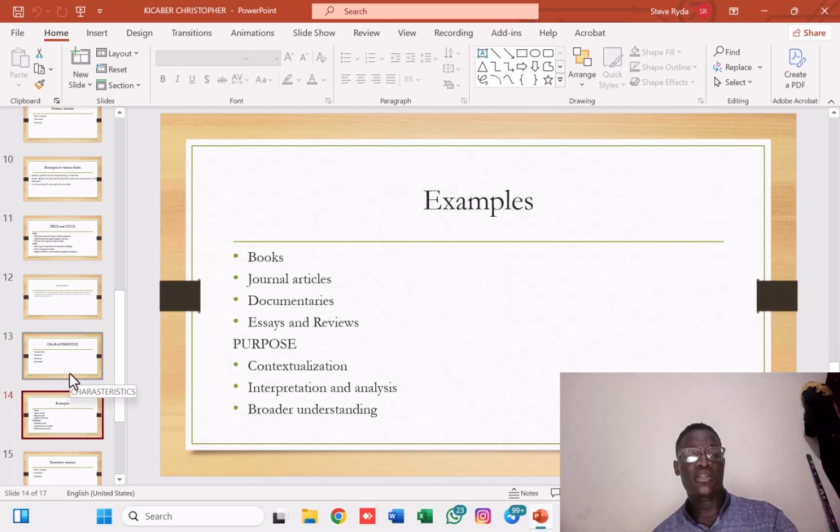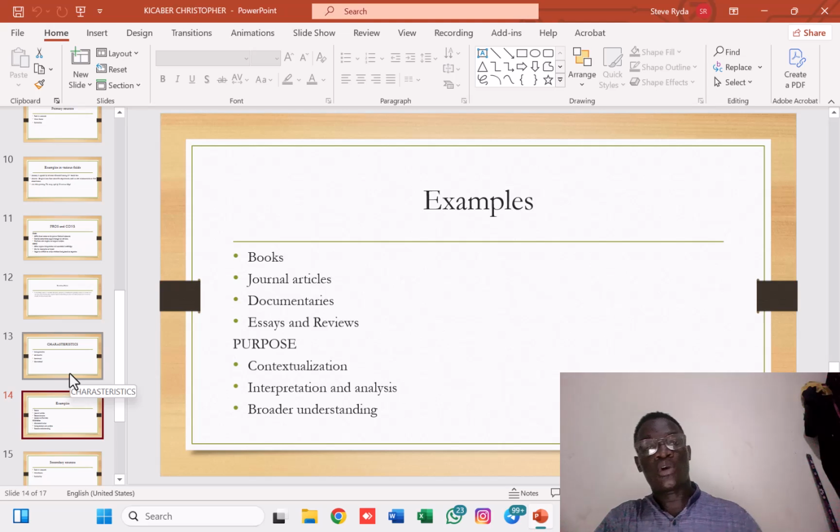Now there are examples. We can use books. We can use journal articles, which are legit and usually influenced by many. You can get them on Google Scholar, and you can just download them and follow up. There are many from whichever year you'll be using. We have documentaries, essays, and reviews.